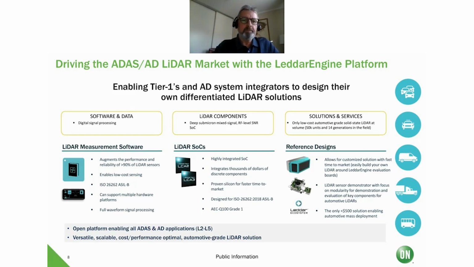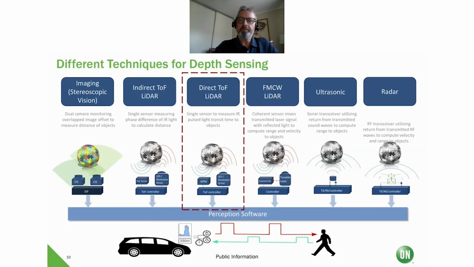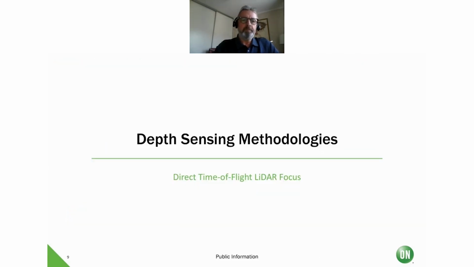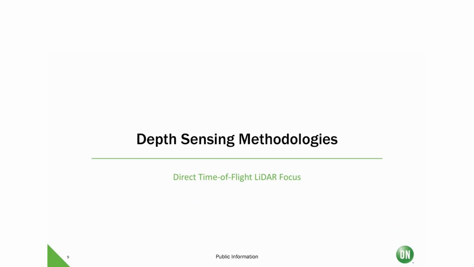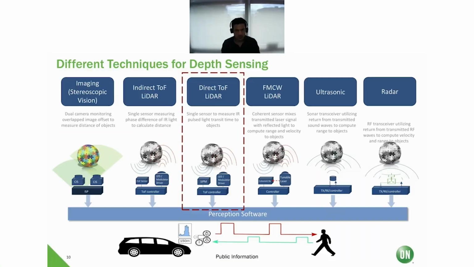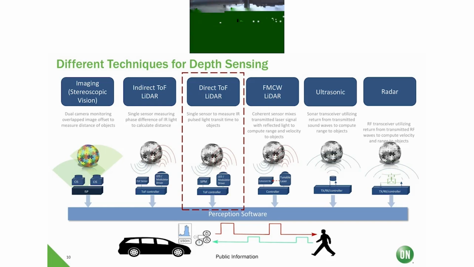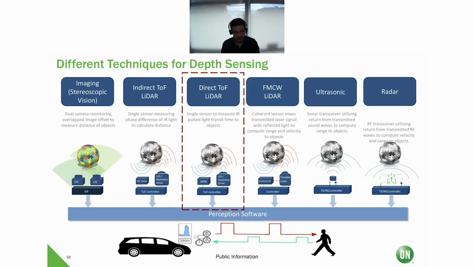Thank you, Heinz. So next I will go through the depth sensing methodologies and specifically direct LiDAR. So LiDAR is a method to measure distance using active illumination. There are other ways to do depth sensing. You may be familiar with using stereoscopic vision or multiple cameras to measure distance. This is similar to the way our eyes work, where you use the disparity between the view of one camera versus the other to measure the distance to an object.